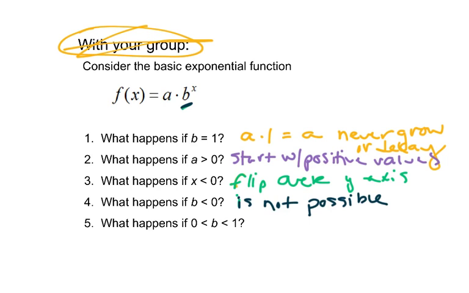And then the last option here, what happens if b is between 0 and 1, and so that is your decay. Versus this other one. Again, people think in number 4 that that's decay, but that's actually just not possible.